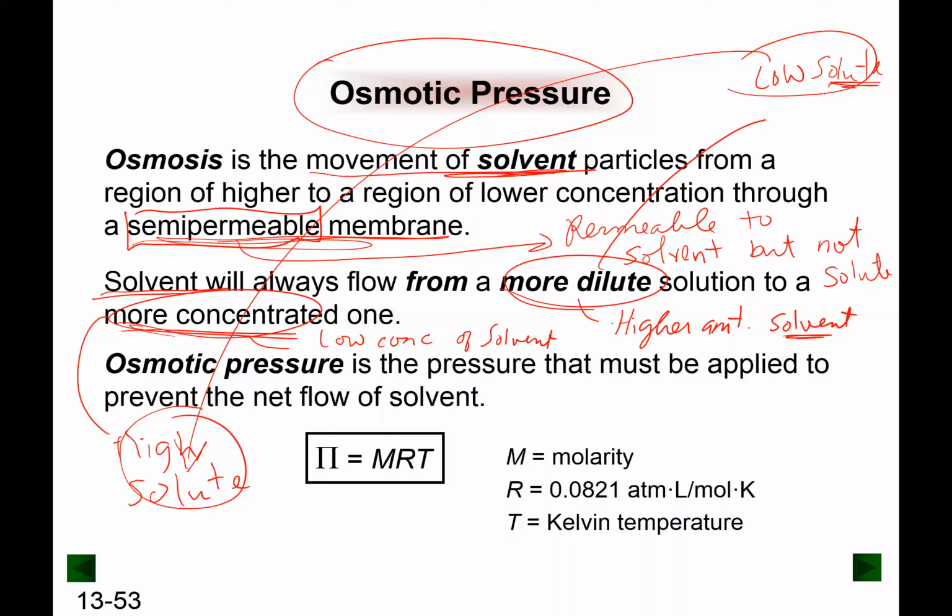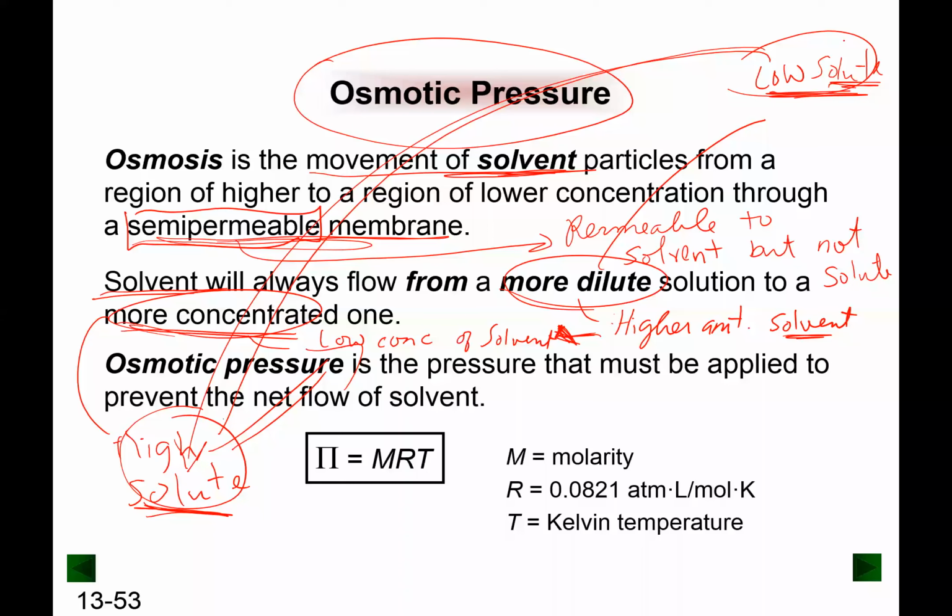Low solute equals high solvent, and high solute equals low solvent. So the reality is we're moving from high solvent to low solvent. But when we talk about it, we will talk about it in terms of solute concentrations, right? So we're going to go from low solute concentration to high. So right here, from low solute to high solute.